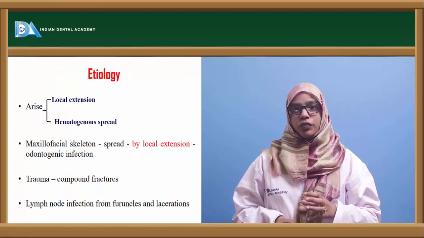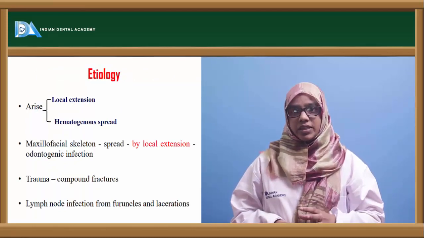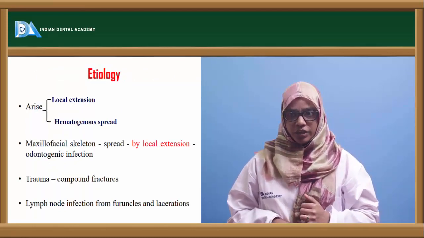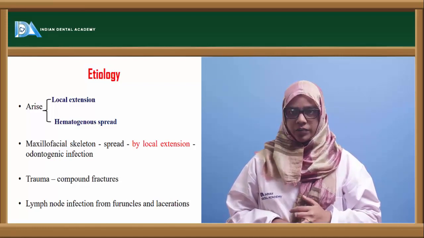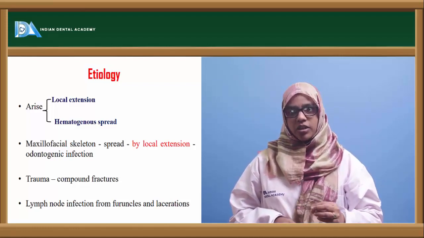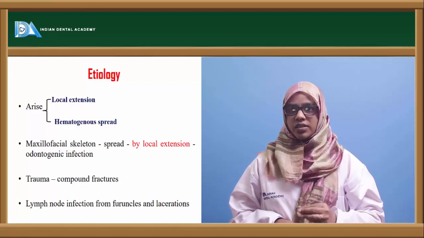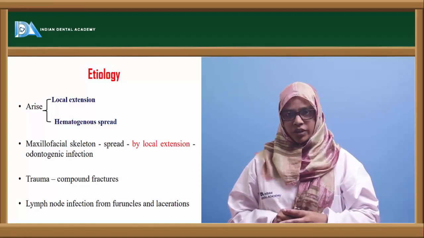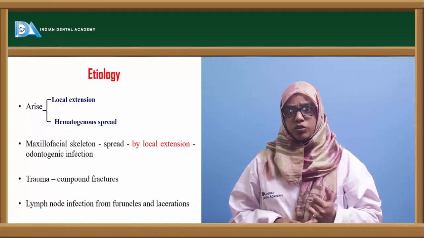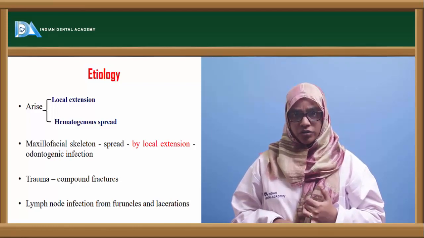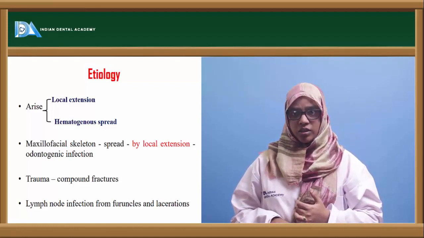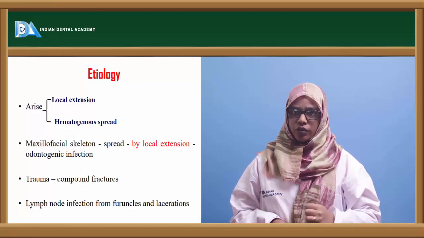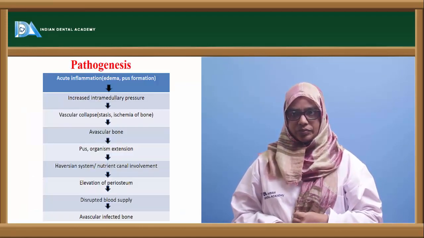Now, the etiology of osteomyelitis is basically because of either local infection or because of hematogenous spread. In the maxillofacial region, it is more commonly because of a local existing infection, that is odontogenic infection. Or it could be because of trauma, such as a compound fracture which has communication with the exterior, or lymph node infection with furuncle and lacerations.